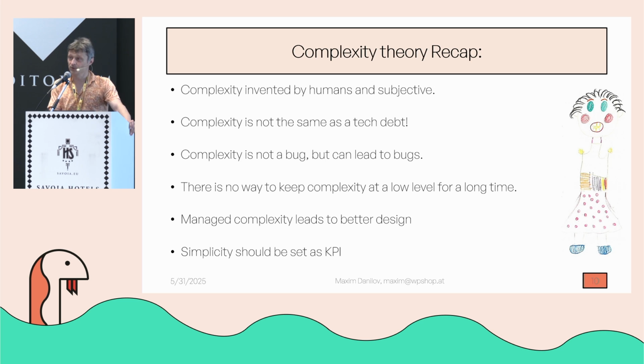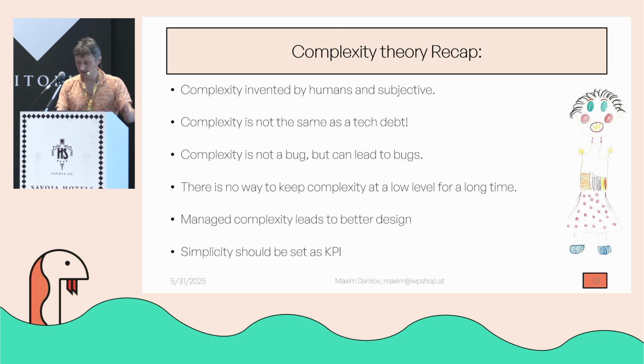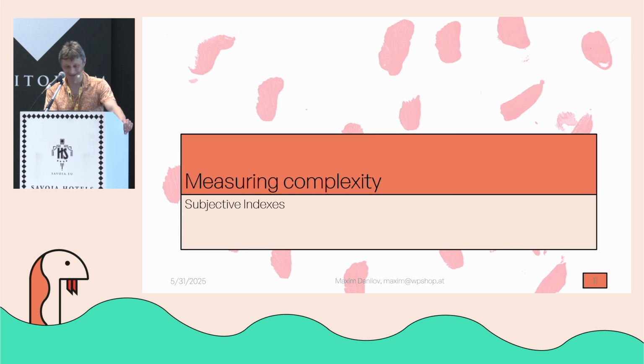Important is, if you start to manage complexity, it leads to a better design of your project. This is really important. It means working on complexity is not refactoring. This is improvement of the architecture in your project. And simplicity of code should be somehow documented or set like a KPI. This is all in theory. Let's see how it works.